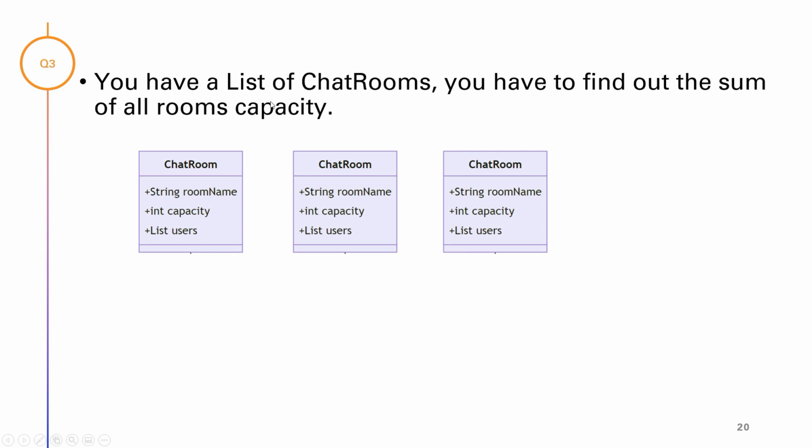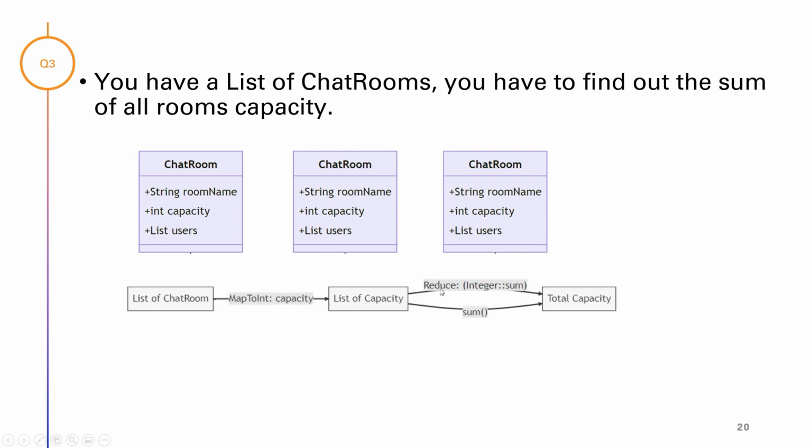So if I show you a real-time question, you have a list of chat rooms and you have to find the sum of all rooms' capacity. Here each chat room has its own capacity. Suppose I ask you to find the sum of all chat rooms' capacity, then you can use reduce for this. You can use reduce, or you can use mapToInt as well.